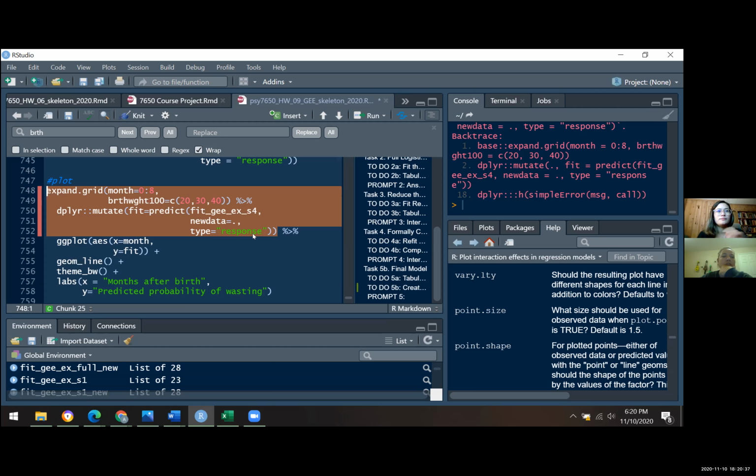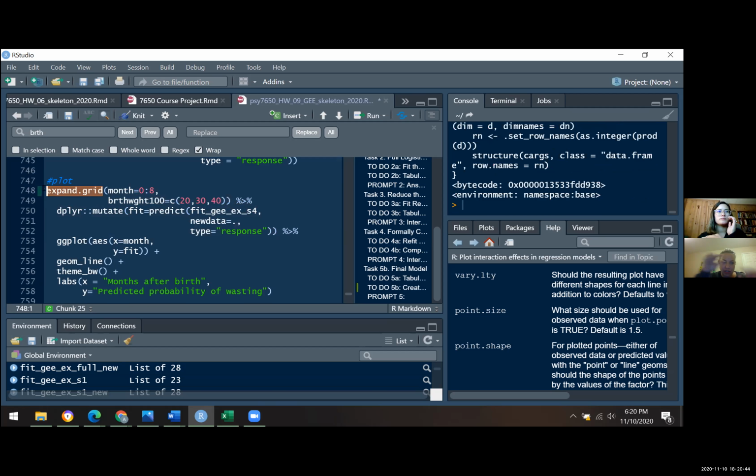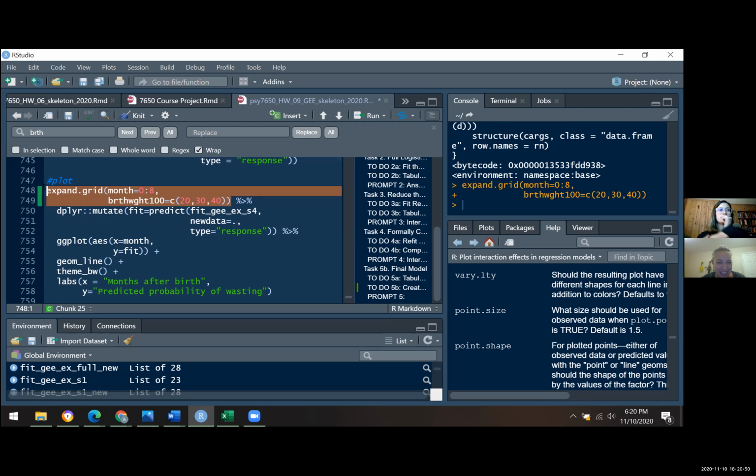Something like that. Do just the expand grid. Let's look at that. Like expand grid and then it's parentheses. Okay, so to the end of the next line. Yes, that's what I was thinking.